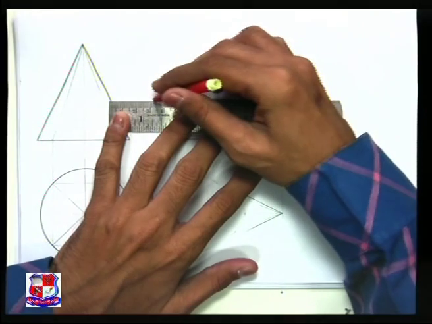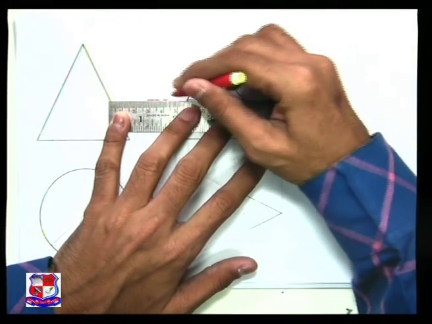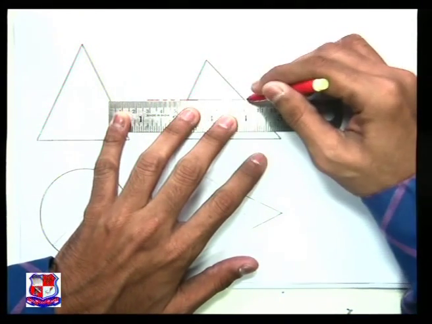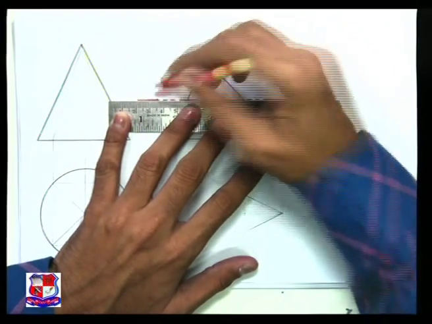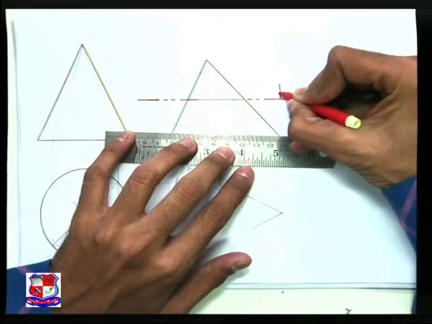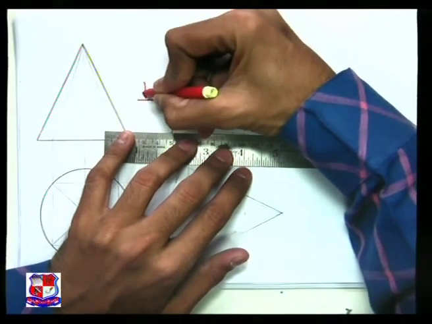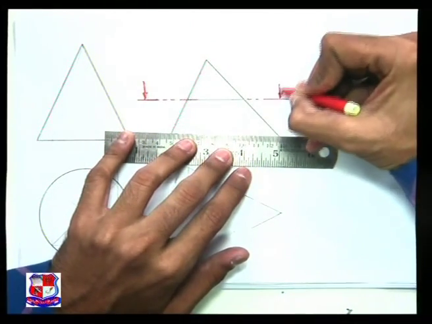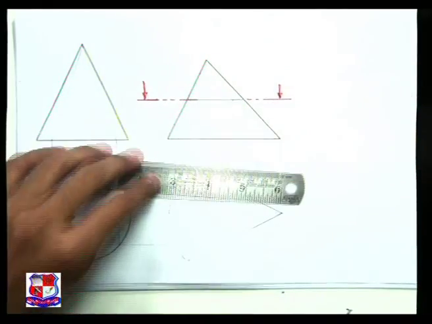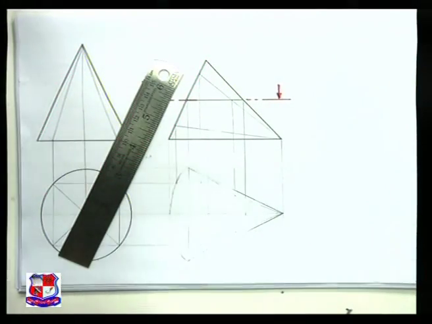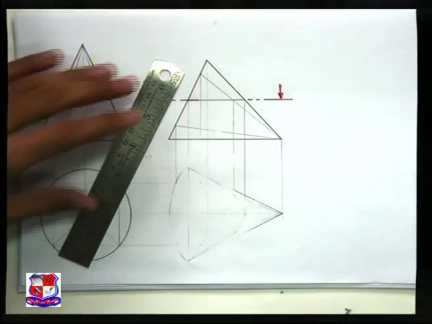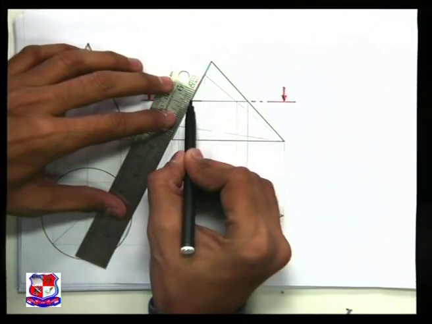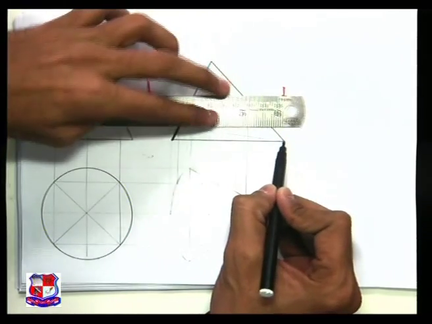From here two long dashes, small dashes, one long dash, like this, and here the arrow is drawn like this. It means that the material towards this arrow side is removed. This upper material is removed and this bottom material is retained with us, so that we can darken the remaining portion of the cone like this.